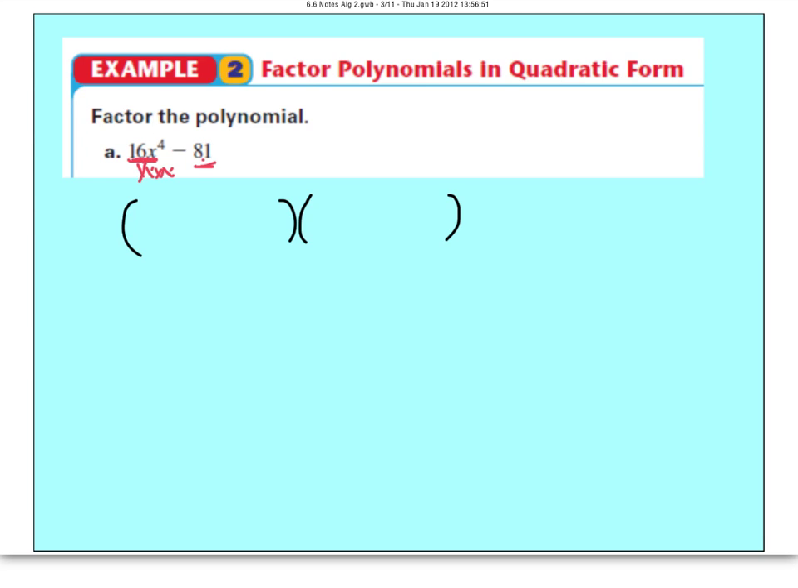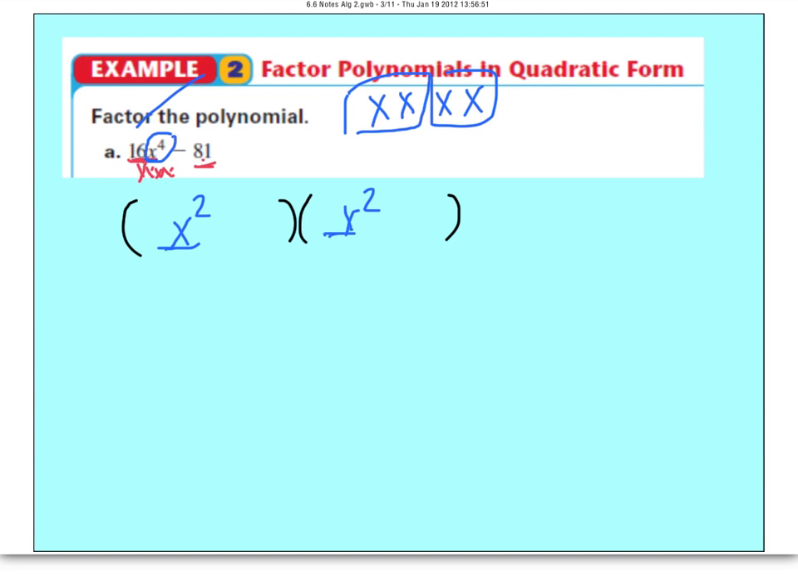I need to be able to pull apart 16x to the fourth. Now, x to the fourth needs to be broken into two groups here, equally broken up. The only way to break up 4 x's equally is to give each of them 2. So this would be x squared, and this would be x squared. It works like that every time.